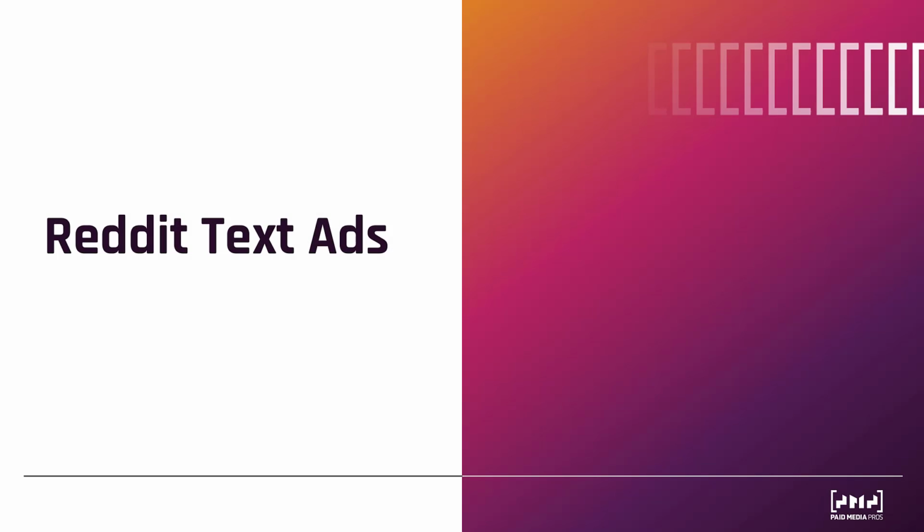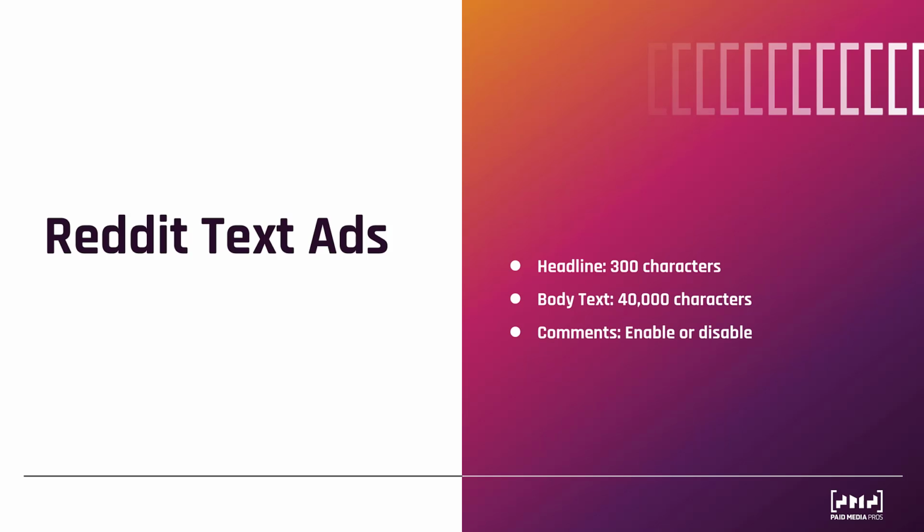The first Reddit ad format we're going to talk about will be the basic Reddit text ad. There are not many components to this ad format within Reddit, so this one will go fairly quick. For a text ad in Reddit, your headline can be 300 characters long, the main body text can be 40,000 characters long, and you can choose whether to enable or disable comments for your ad. And this will be the only time I mention this, but yes, you can allow users to comment on your ad. So let's see what this ad format looks like in Reddit.